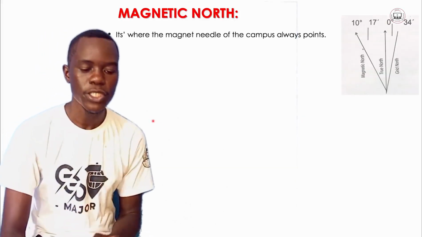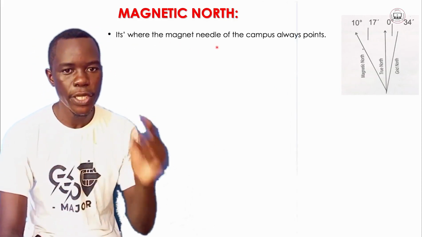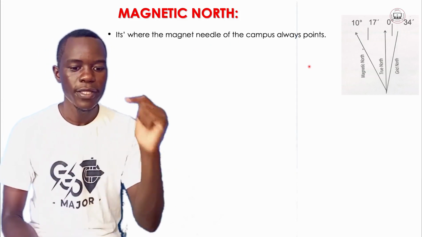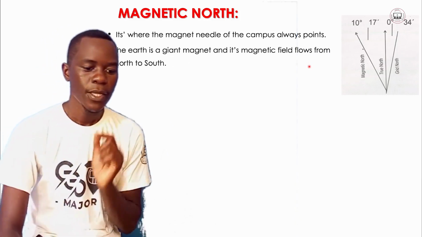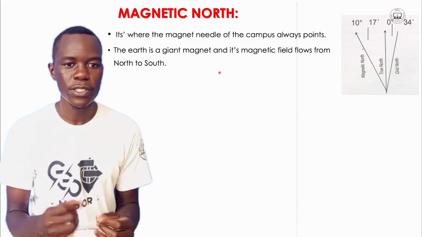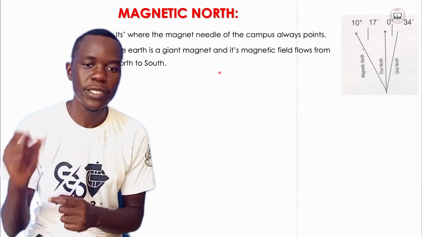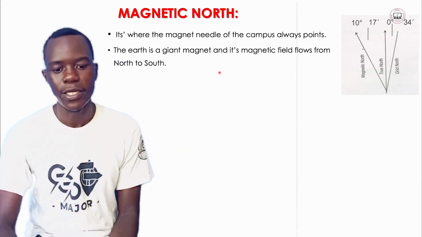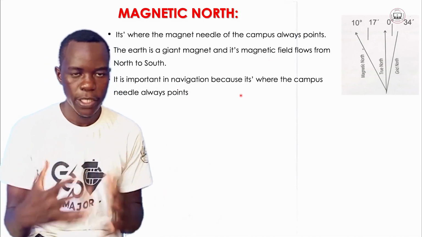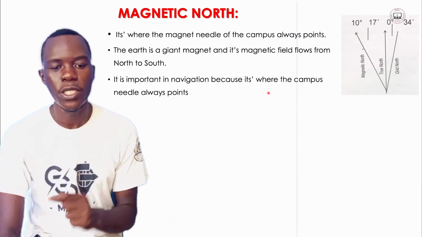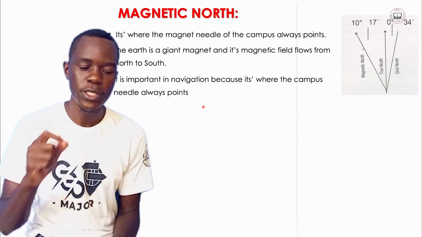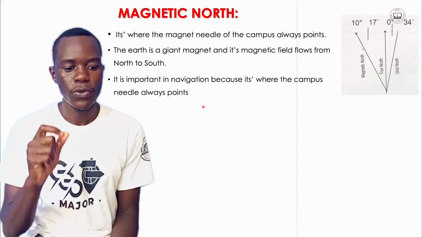Then you have the magnetic north. The magnetic north is where the magnetic needle of the compass will always point. The Earth is a giant magnet, and its magnetic field flows from north to south. The magnetic north is important in navigation because it's where the compass needle always points. So when you are navigating or want to find a place, you use this magnetic north.